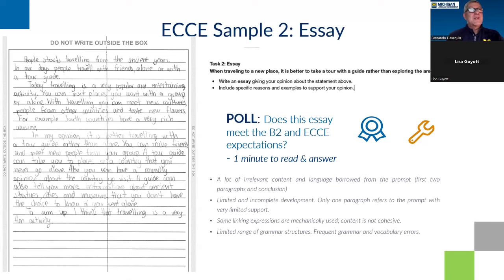People start traveling from the ancient years. In our days, people travel with friends alone. This is not really what you're supposed to be writing about. Today, traveling is a very popular and training activity. You can visit places you want with a group. This is not going anywhere.